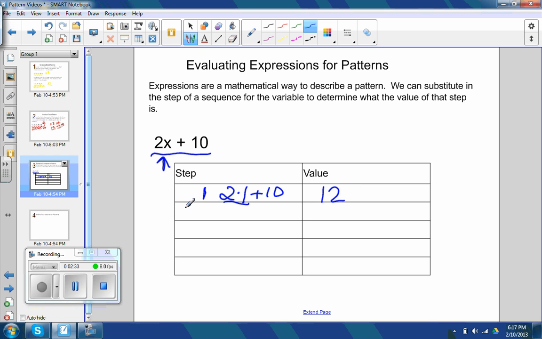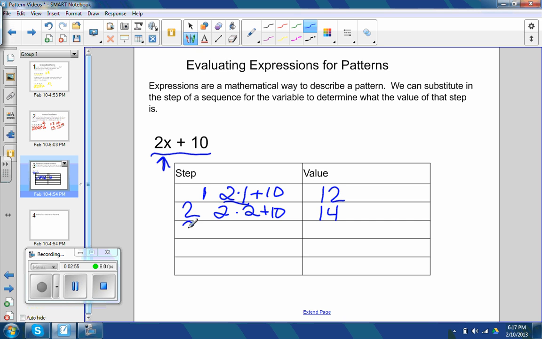Then the second step, I would just count in order: 1, 2, 3, 4. So the second step would be 2 times 2 plus 10. Again, I have to follow order of operations. So 2 times 2 would be done first, which is 4. And then 4 plus 10 is 14.